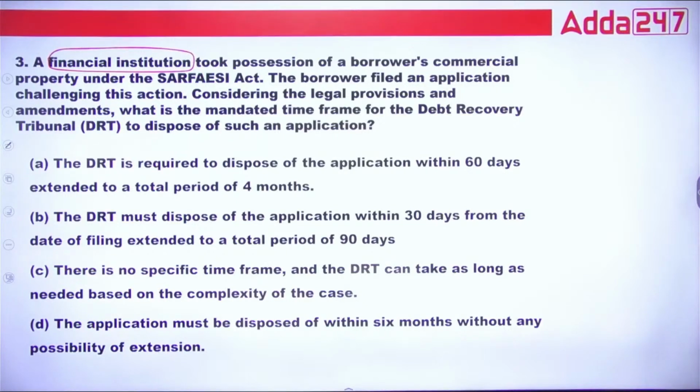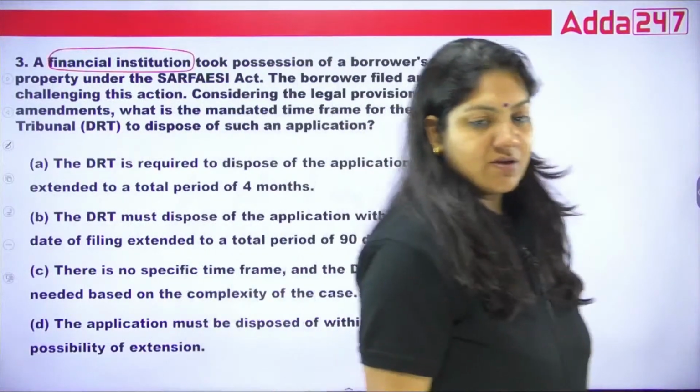First, the DRT is required to dispose of the application within 60 days, extended to a total period of 4 months. Second, the DRT must dispose of the application within 30 days from the date of filing, extended to a total period of 90 days. Third, there is no specific time frame, and the DRT can take as long as needed based on the complexity of the case. Fourth, the application must be disposed of within 6 months without any possibility of extension. What is the right answer?